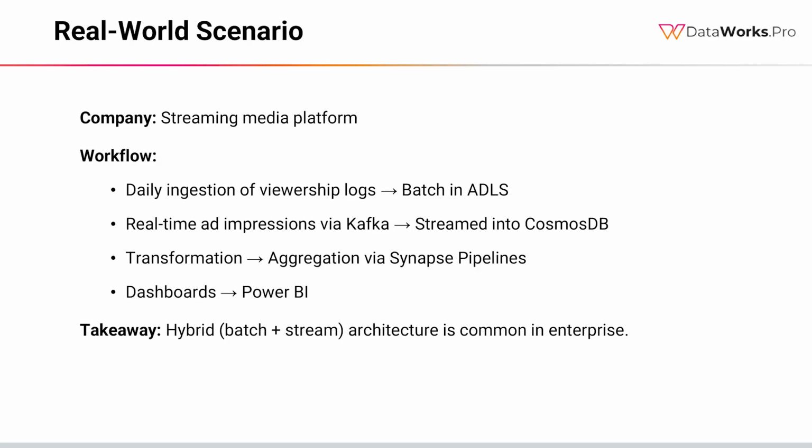And coming down to a real world scenario, let me give you one real example here. Imagine there is a streaming platform like Hotstar or Amazon Prime Video or Sony Live. Here is what a data engineer would build. Every day, the viewership logs, I mean to say what people watch inside Hotstar and others, will be collected and saved in the Azure data lake, let me say. And live ad impressions will be captured using Kafka and stored in Cosmos DB. And then transformation happens using Synapse pipelines to clean and prepare the data. And the reports are shown in Power BI dashboards.